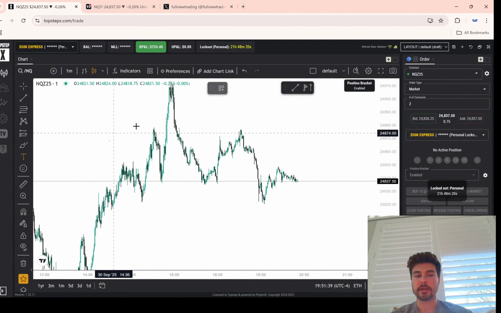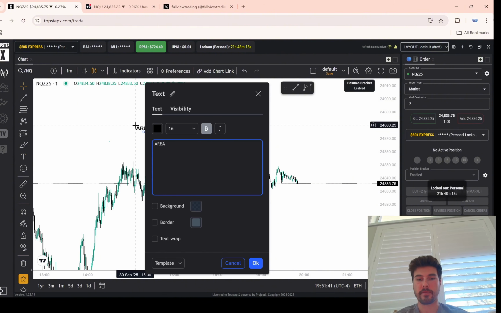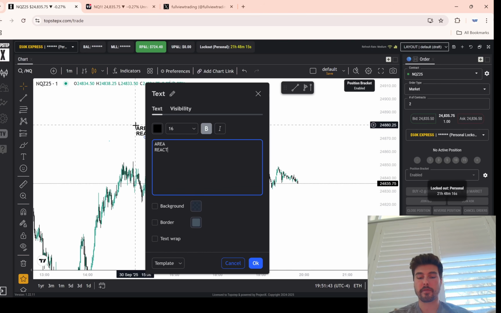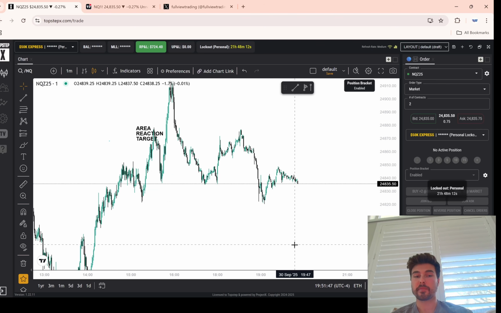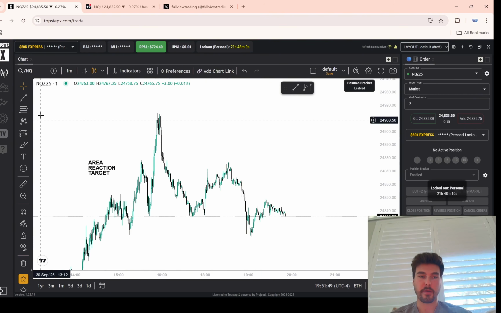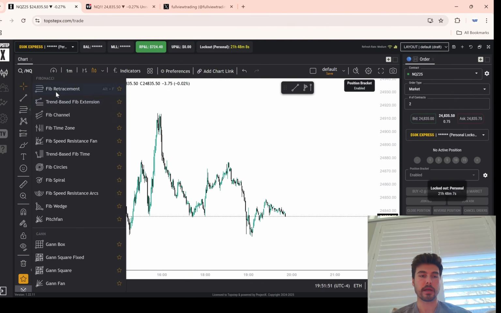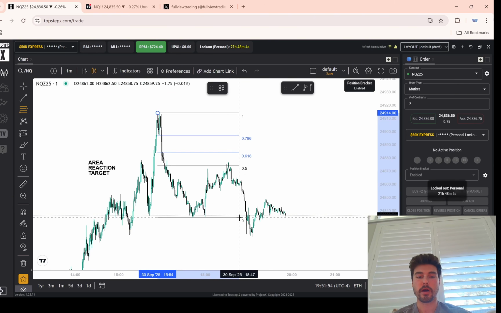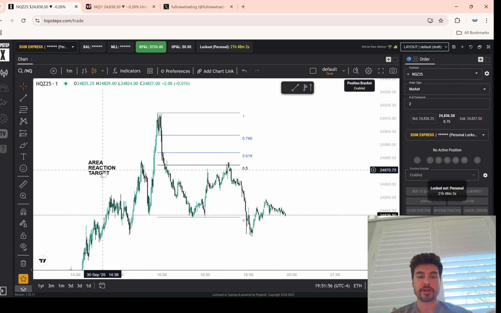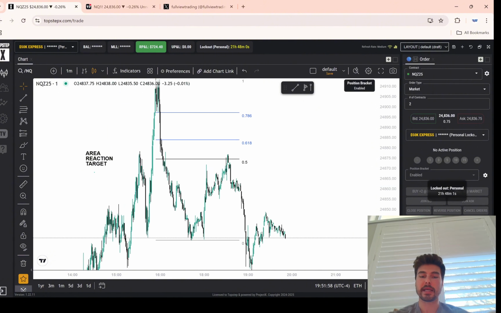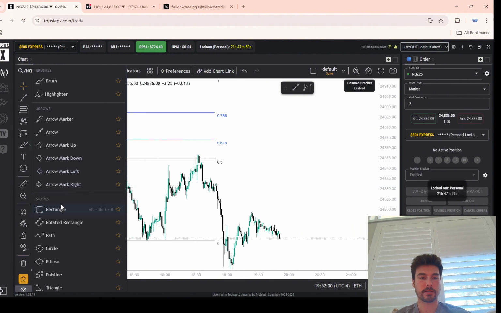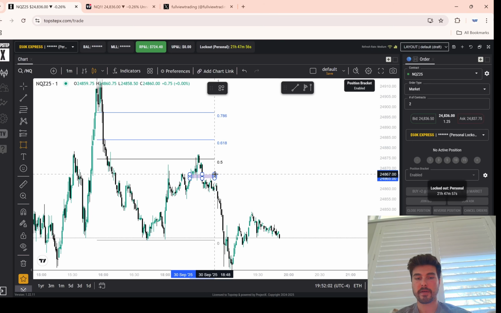So to simplify it, you need an area where price can react from. You need to have a reaction from that area, and you need to have a clear target. Today we had all three. The area that we reacted from, keep it nice and simple. We'll do it again. The area we reacted from is from equilibrium. The reaction was that we had an inversion fair value gap. Let me draw this up, just like this. That's our inverse fair value gap here.